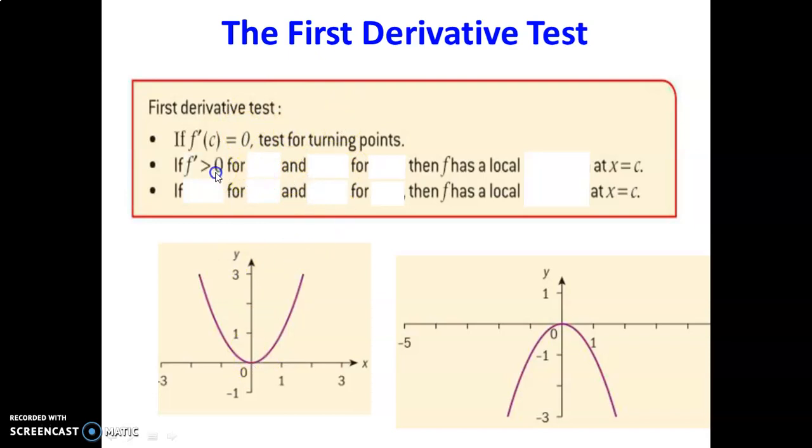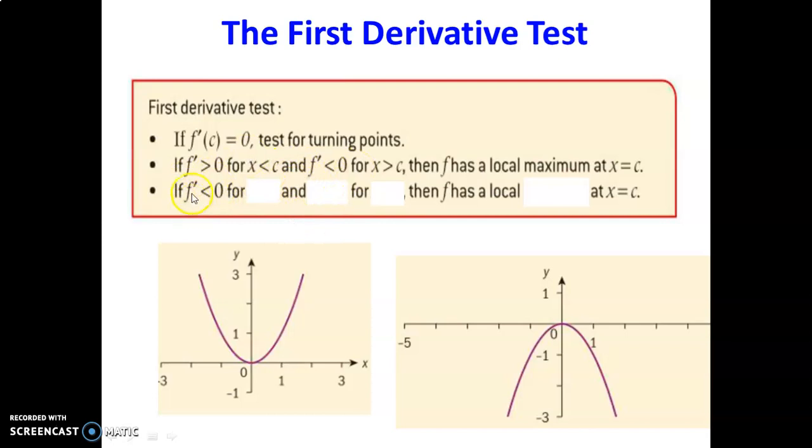And here's how it works. If the derivative is greater than 0 when x is less than c, so for example, if this is your c value where there's no slope right here, if the derivative is greater than 0, that means positive, and the derivative is negative, less than 0, after the point c, then the function has a local maximum at c. And let me show that on the graph in a second. Let's just write this down now and see if we can decipher it.